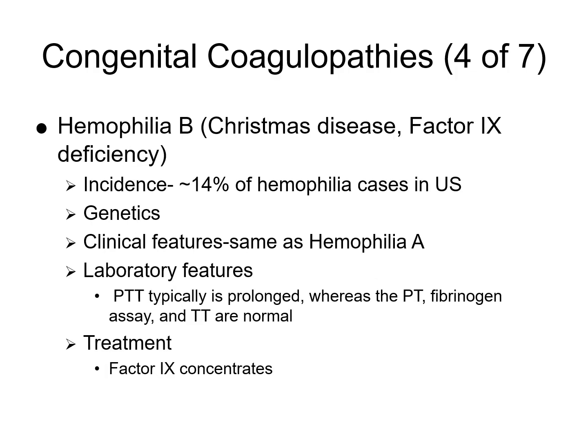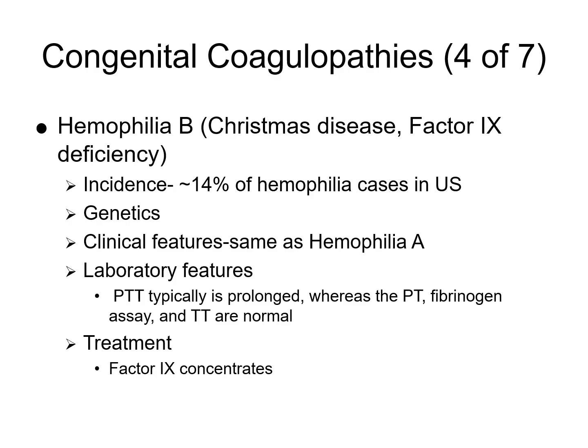And then we have hemophilia B, also known as Christmas disease or factor IX deficiency. So hemophilia B is a hereditary bleeding disorder caused by a deficiency or dysfunction of factor IX, which is a clotting protein that's essential for the intrinsic pathway of the coagulation cascade. It is clinically indistinguishable from hemophilia A, but it does require distinct diagnosis and therapeutic approaches.